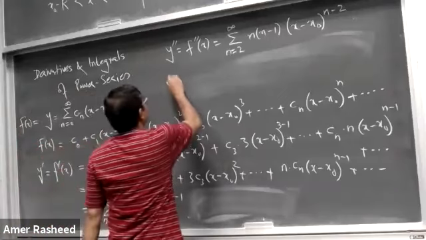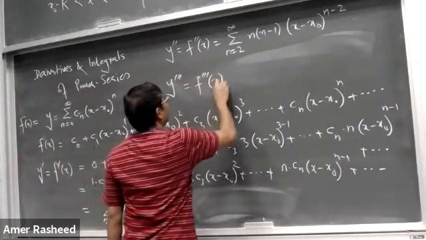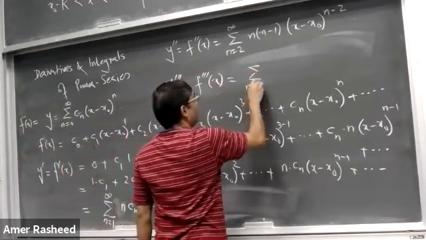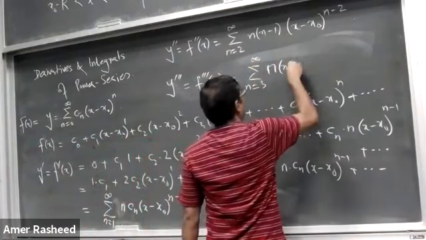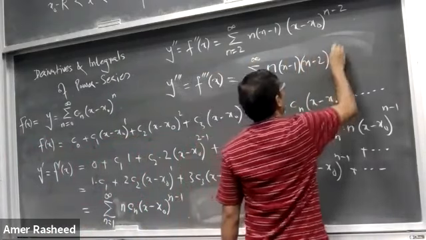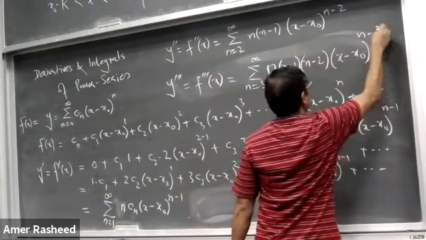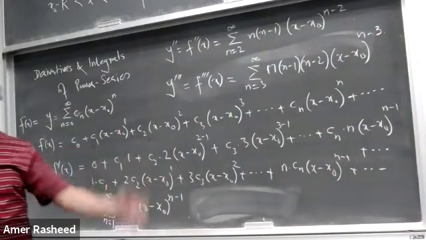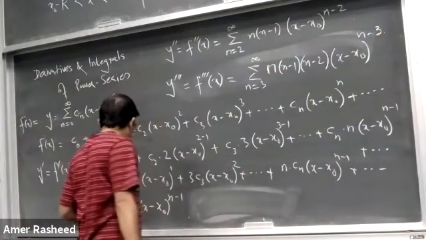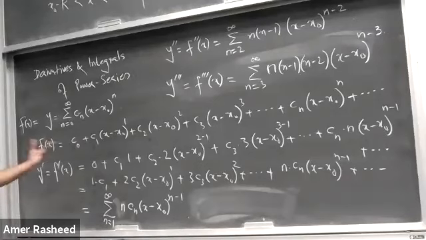Similarly, we can take the third derivative. The third derivative of the power series is what? It should be n from 3 to infinity, n into n minus 1 into n minus 2 into (x minus x naught) whole raised to n minus 3, and so on. We take the fourth derivative and fifth derivative and so on. I hope you get it, how to take the derivatives of the power series.